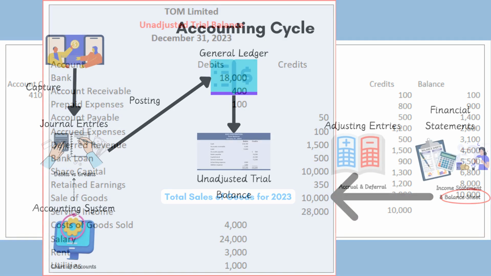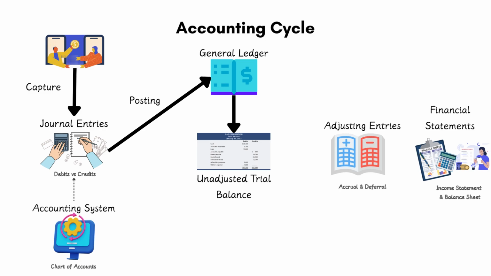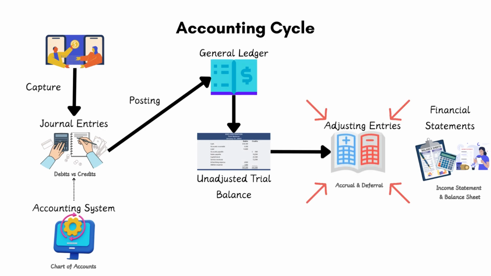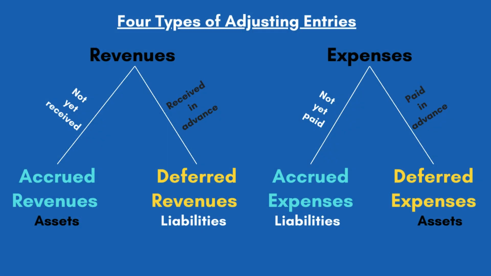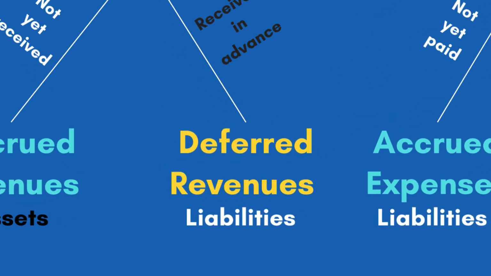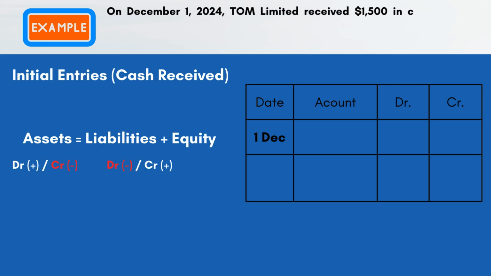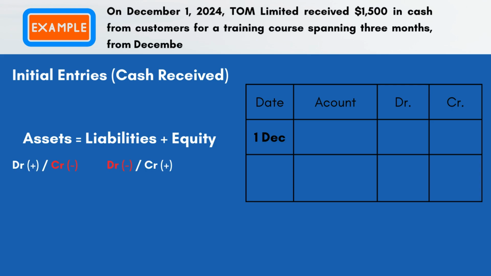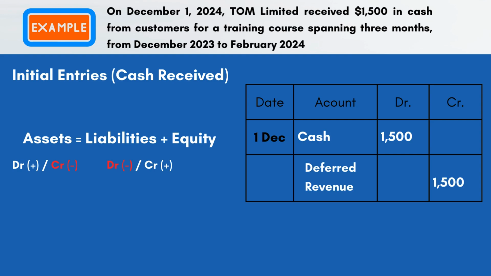Once we have the trial balance, we prepare any necessary adjusting entries, as we learned in our third class. For example, let's recall deferred revenues. Suppose on the 1st of December 2023, we received $1,500 cash from a customer for a 3-month training course starting in December 2023 and ending in February 2024.